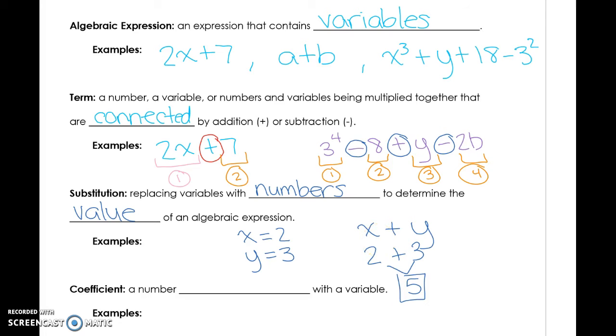And the last word is coefficient. A number multiplied with a variable. So, for example, 2b means 2 times b. And I'm going to use the dot instead of an x for my multiplication symbol so we know what it means. Or I could say 5y, and that means 5 times y. And the number 5 is the coefficient. Here the number 2 is the coefficient because it's being multiplied by the variable.